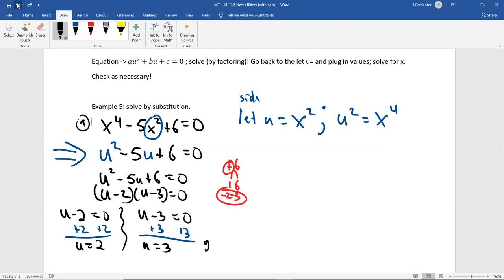So at this point, we must go back to X's. How do we do that? We're up here now. Using the let statement, plug in the values that you found and solve the new equations you get for X. There might be one answer to each of these equations. There might be more than one answer to each of these equations. Some of them you might have to check and they'll fail or work. I don't know.